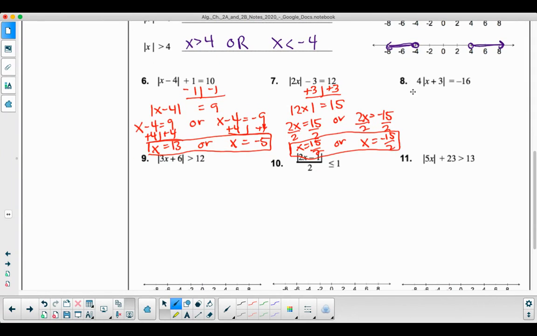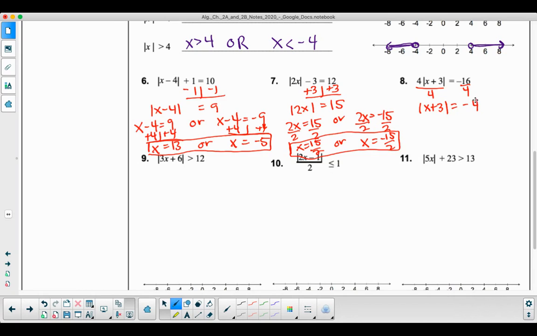All right, number 8. 4 times the absolute value of x plus 3 equals negative 16. Again, we have to get rid of everything that is on the outside of the absolute value first before we can start evaluating this. So we're going to divide everything by 4. Now the difference between absolute value and parentheses is that we can't distribute into absolute value. So if you have anything on the outside of that absolute value, you have to divide by that first. So absolute value of x plus 3 equals negative 4.